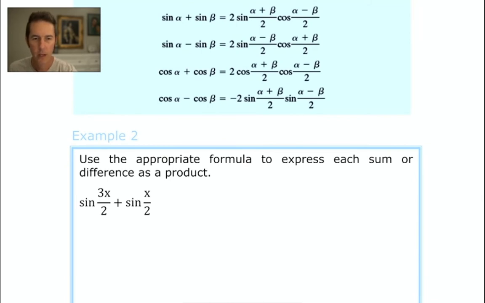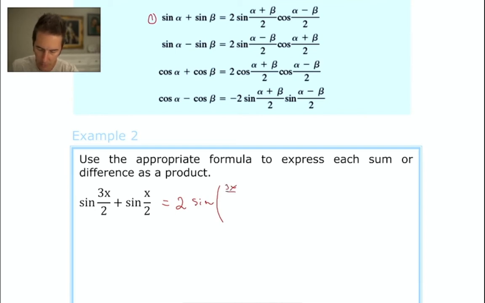There we go. And I have a sum of sine functions, sine plus sine. So I'm looking up here at the first of my formulas. My alpha value is the 3x over 2. My beta value is the x over 2. And I'm going to plug those in on the right-hand side of that formula. So let's write equals 2 times the sine of, and if you'd like, you could put parentheses here because we're going to have a lot of fractions going on here.